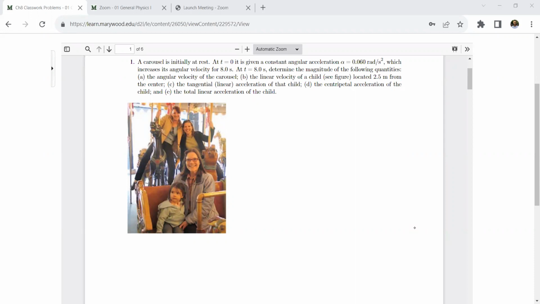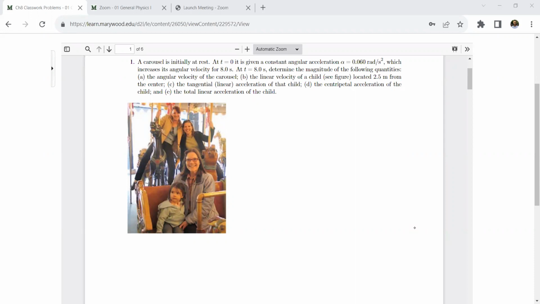All right, so let's start the problem solving lecture for chapter 8. So this is the first question. Let's see what it asks us to calculate. We have a carousel and it is initially at rest. So at t equal to 0, it is at rest.